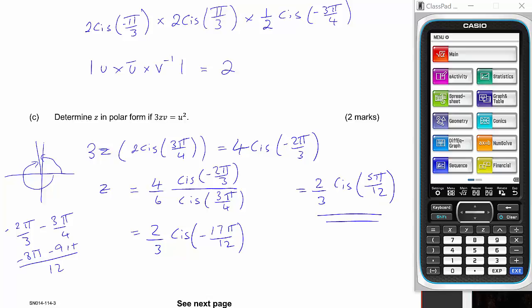Hold on, that's not right. It'd be 7 pi by 12, wouldn't it? Because 5 pi by 12 would be sort of here. 6 pi by 12 is actually there, so it'll be 7 pi by 12. That's right, because 7 and 17 makes 24. 24 pi by 12 is 2 pi. That's better.